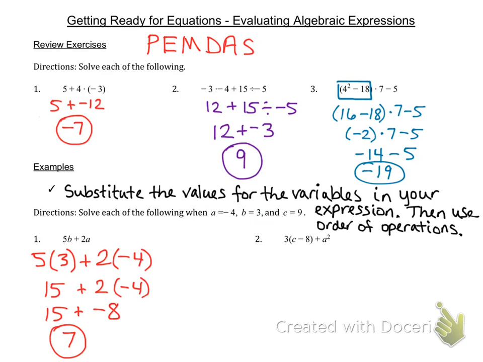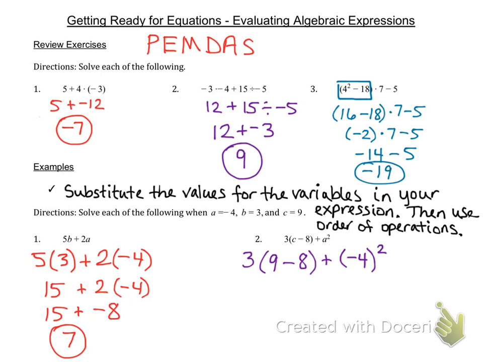Okay, let's try number 2. So first thing I'm going to do is substitute in all of my values for the variables. So I have 3. Instead of c, I'm going to put 9 minus 8 plus a squared. Now, whenever you put a number for a variable inside of an exponent, you're always going to put parentheses around that number. So I'm going to put parentheses around the -4, and then the squared is going to go on the outside.